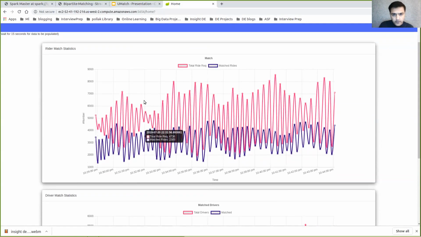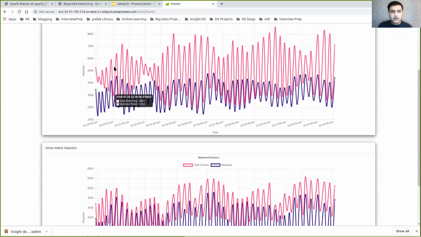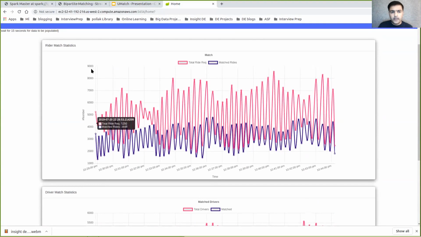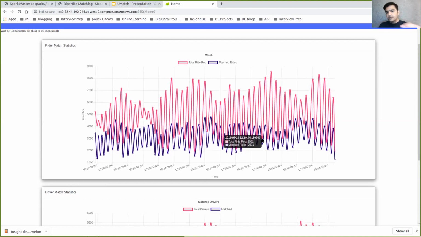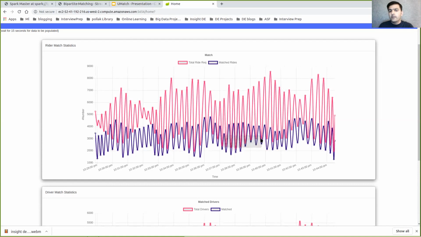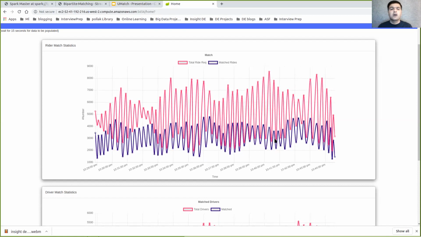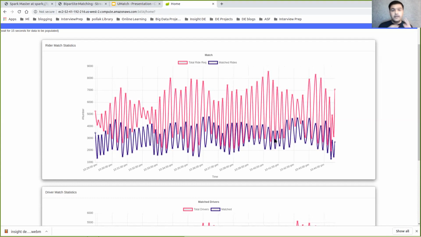So let's look at the graphs. I have two graphs, which are line graphs. On the x-axis, you can see the time, and on the y-axis, you can see the match numbers. If you hover over the graph, you can see how many riders came in that particular window and how many of them were matched. For example, in this particular window, 3,000 riders came in, and out of them, 2,500 were matched. The matching results right now are not optimal because, let's face it, it is not an optimal algorithm, but there are some match statistics.